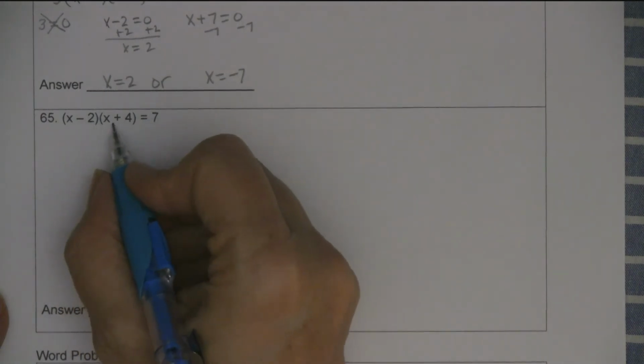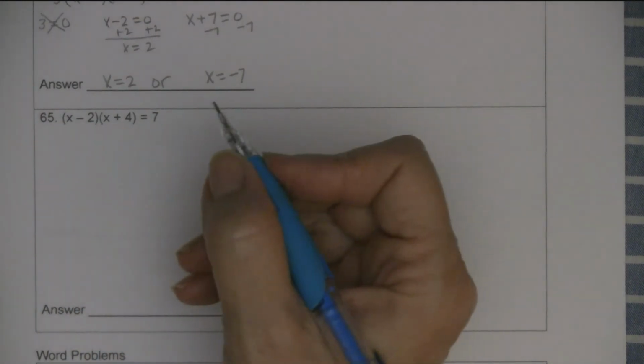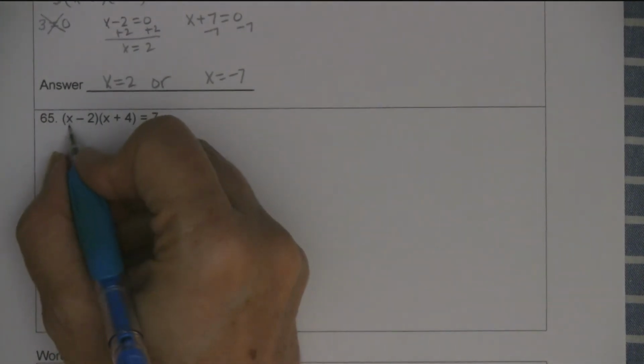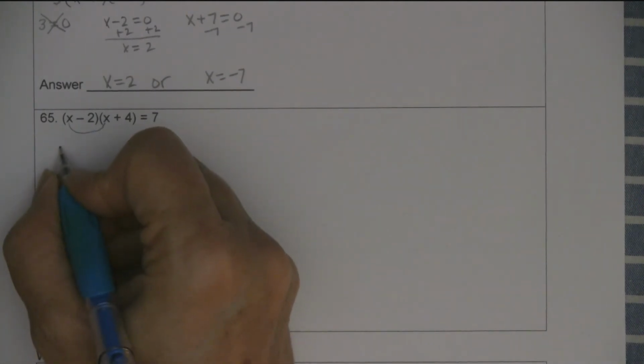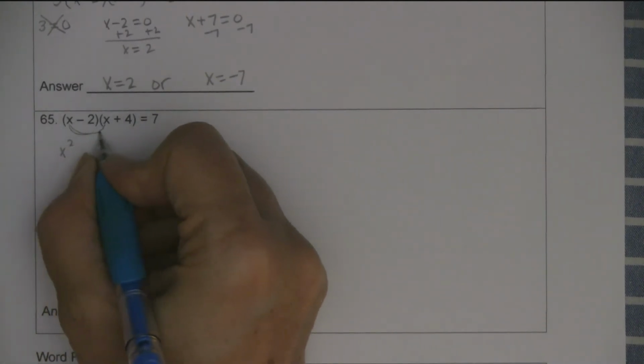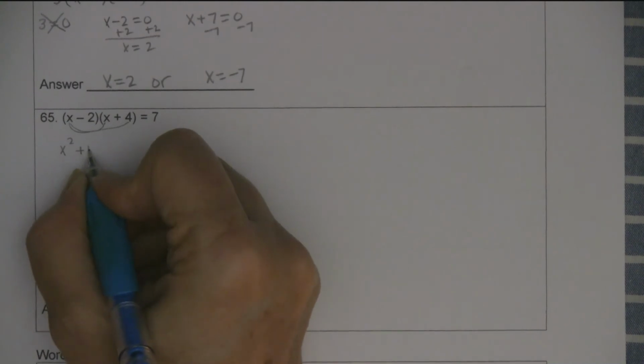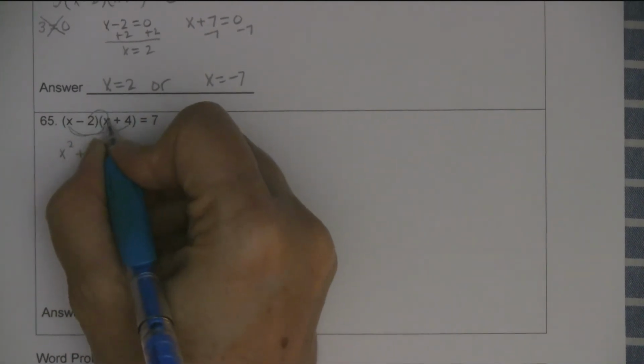Unfortunately, they got it factored, but they don't have 0 on one side. So what we're going to have to do is multiply the gosh darn thing together, x squared, so that we can get 0 on one side, and then factor it. So that's what we're doing.